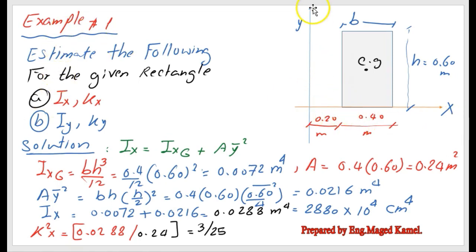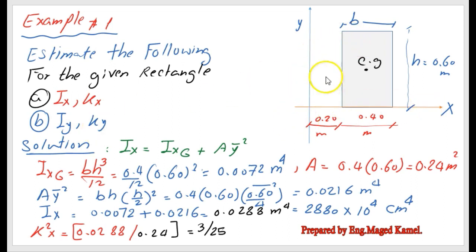We have x and y axes, and a rectangular section with width b equal to 0.4 meters and height 0.6. This rectangle is apart from the y-axis by a distance of 0.2. You are required to estimate the following for the given rectangle: Ix and kx, the radius of gyration about the x-axis, and also the moment of inertia about the y-axis and the radius of gyration for the y-axis.